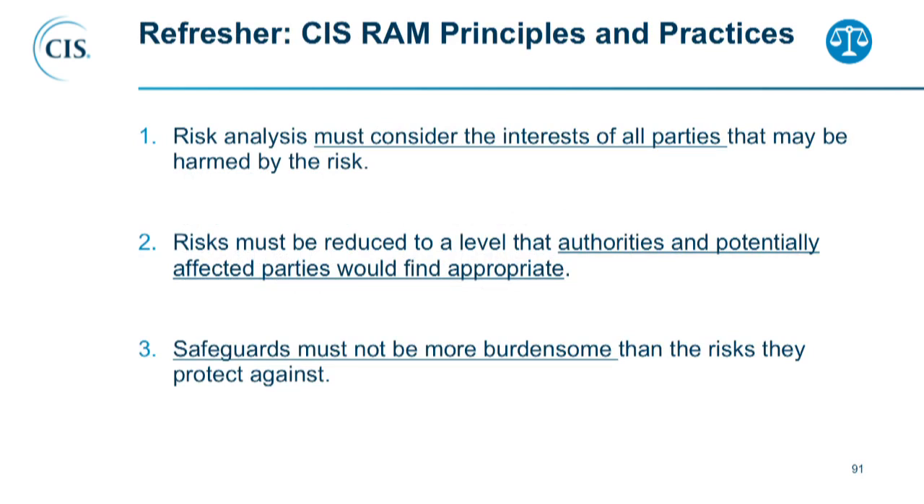Quick refreshers here. The CIS RAM principles. 1, we must consider the interests of all parties that may be harmed by the risk. If we're just considering ourselves, we're not going to do a good job explaining why we thought something was reasonable. 2, risks must be reduced to a level that authorities and potentially affected parties would find appropriate. I think we've got a clearer understanding of how we can do that. And 3, safeguards must not be more burdensome than the risk they protect against. Okay? So let's jump up one more slide.